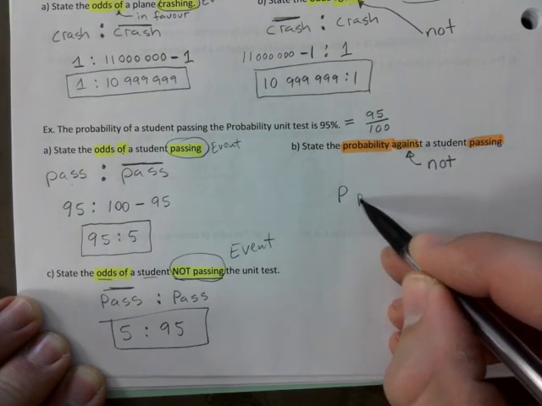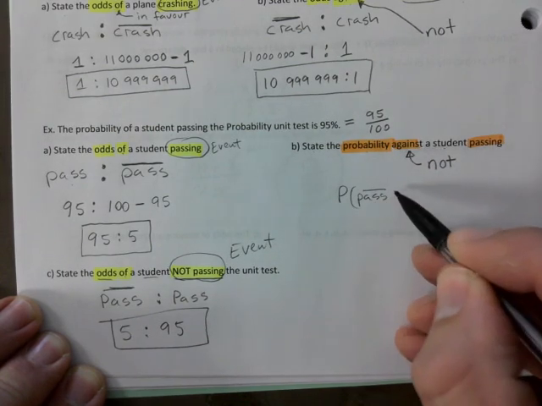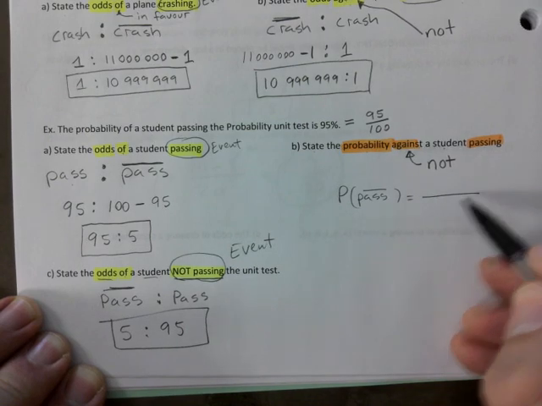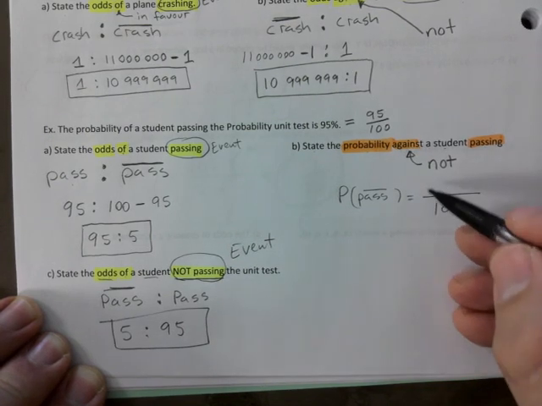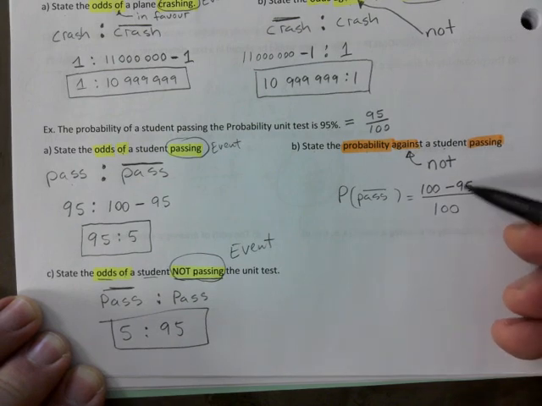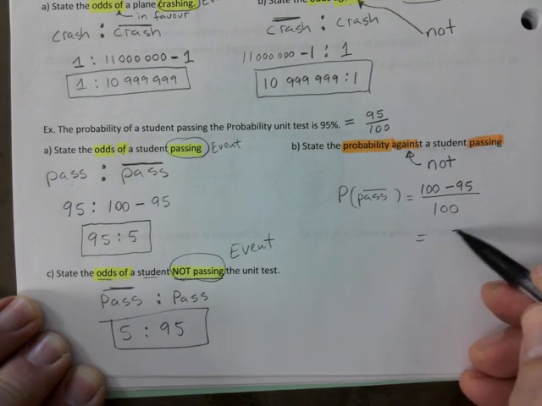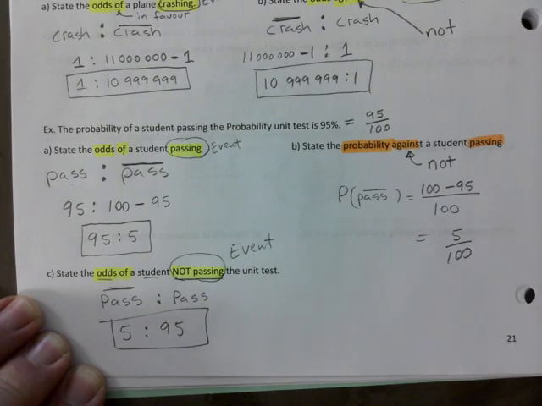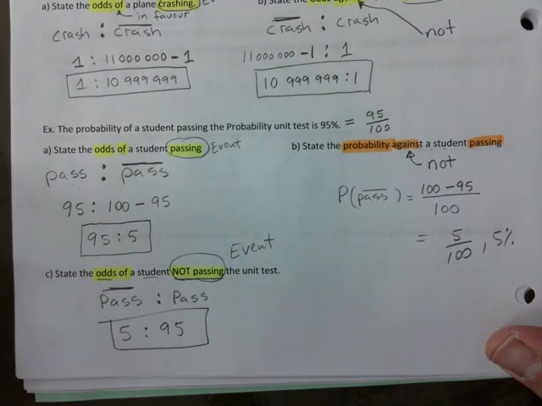So regardless of how you want to do this, I would say take the total and then take total minus 95, because these are the ones that are passing. So you end up with 5 over 100, or 5%. Regardless, you get the same answer.